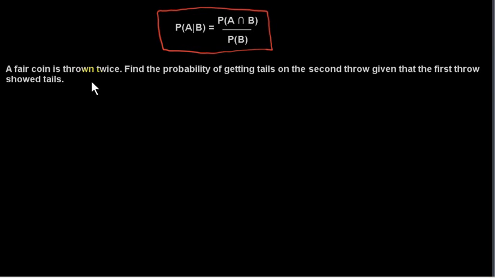In this example, we are going to deal with independent events. A fair coin is thrown twice. Find the probability of getting tails on the second throw, given that the first throw showed tails.